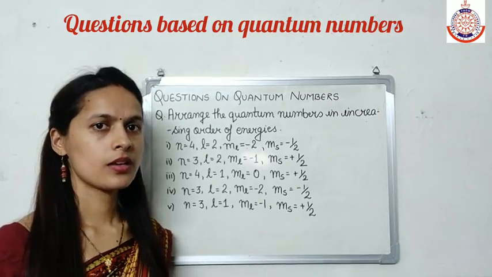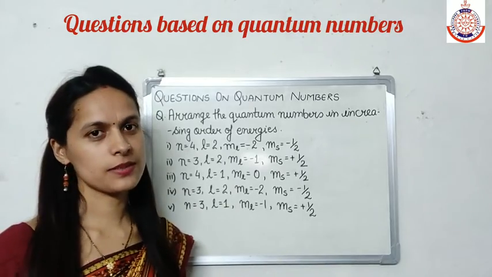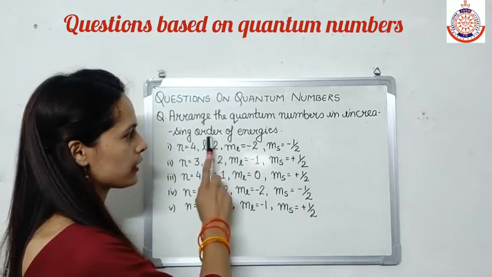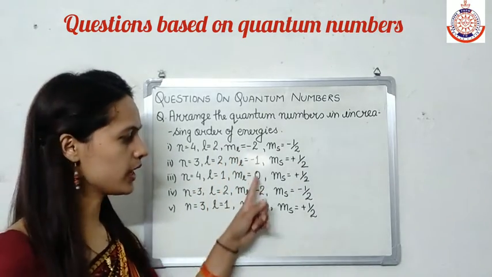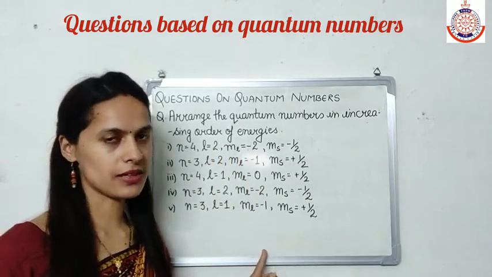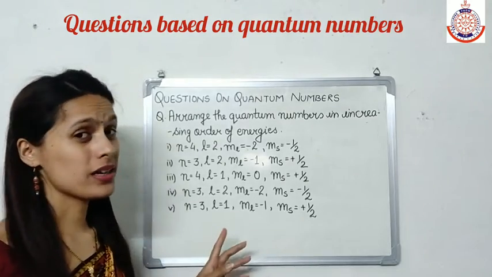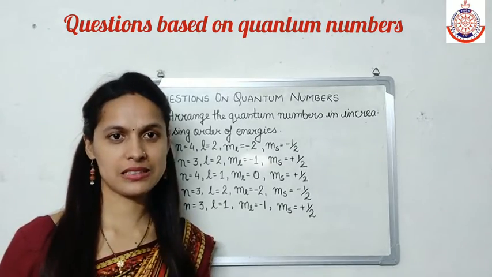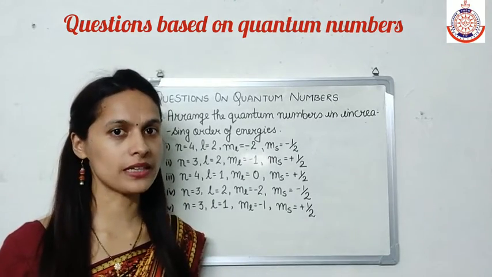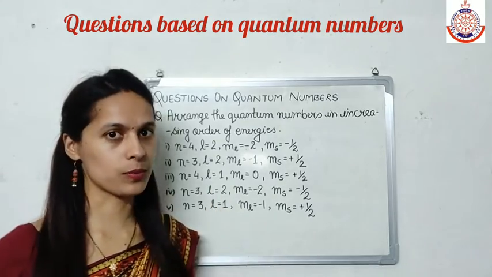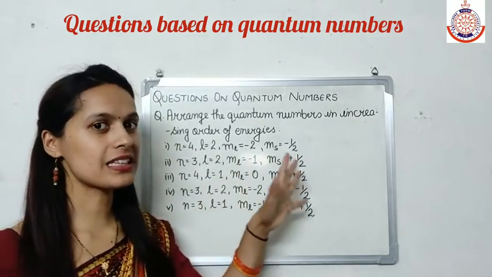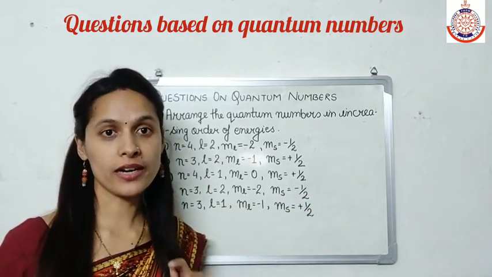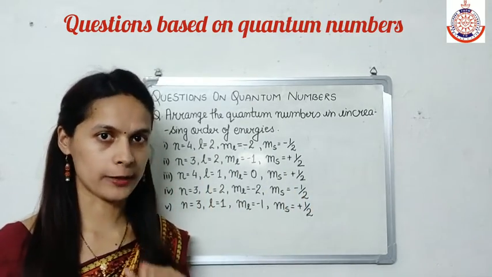So this is our next question, which is based on quantum numbers. Arrange the quantum numbers in increasing order of energies. We have to arrange these quantum numbers in increasing order of energies. Now it is a little bit difficult to arrange the quantum numbers, but it is very easy for us to arrange the different orbitals by using the Aufbau principle. So first of all, we will write the names of the orbitals on the basis of the quantum numbers, which we have already discussed in question number 1.